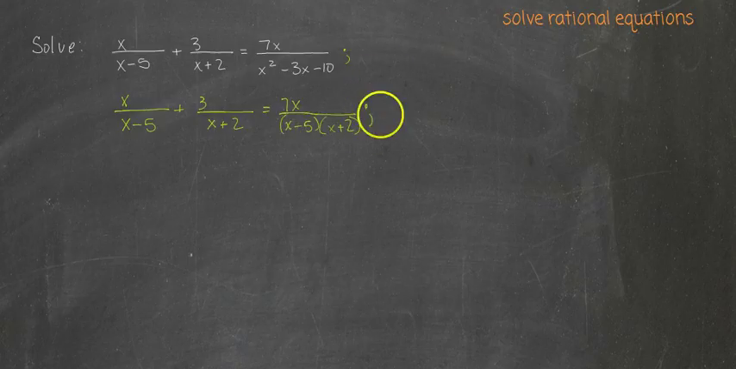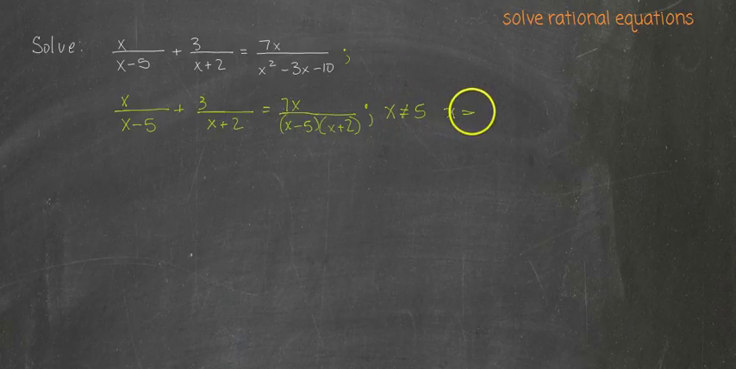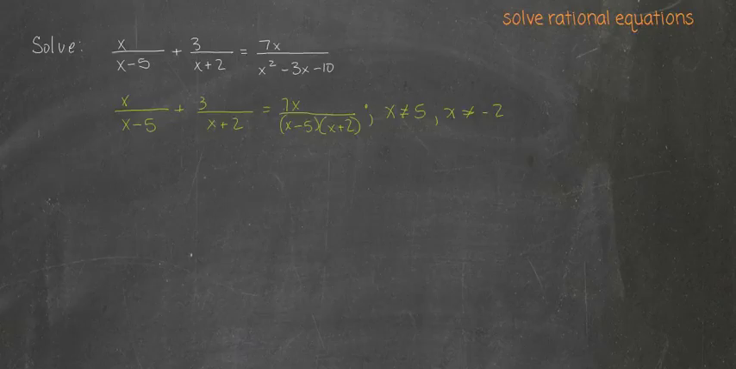And so now my restrictions on the domain are that x cannot be 5 and x cannot be negative 2. So in the end, if I end up with one of those solutions after doing the algebra, it may be algebraically correct, but in this expression it would not be a correct choice. So let's go ahead and do our work.